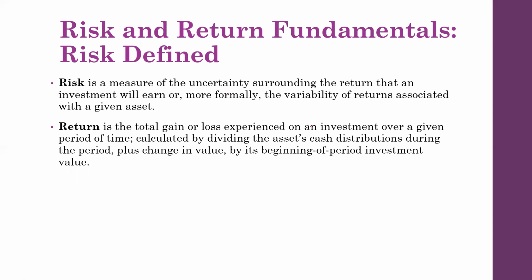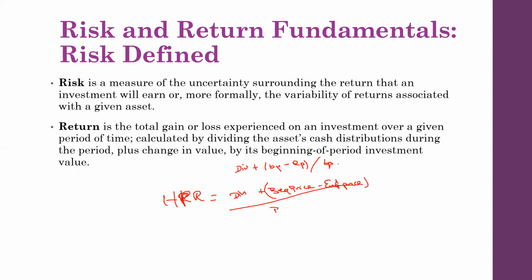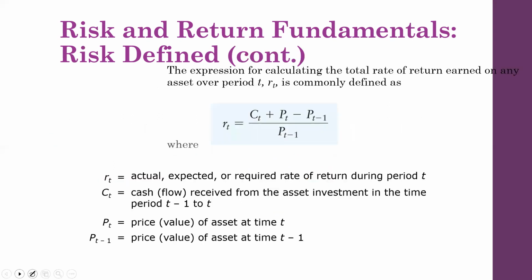Return now is the total gain or loss experienced on an investment over a given period of time, calculated by dividing the firm's cash distributions, so let's say it's dividends, during the period plus any change in the value. Change in the value will be the ending price minus the beginning price, divided by the beginning of the period price. So I like to call it holding period return, HPR. HPR is the dividends that were paid plus the ending price minus the beginning price divided by the beginning price, which will give us the return, right?